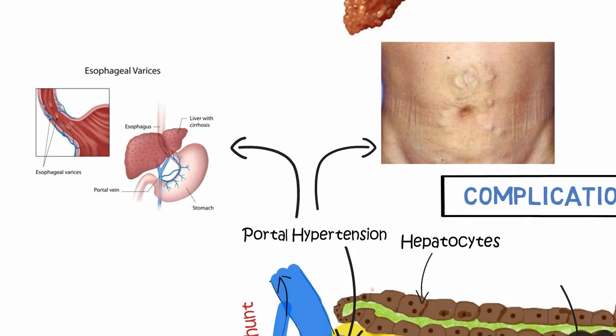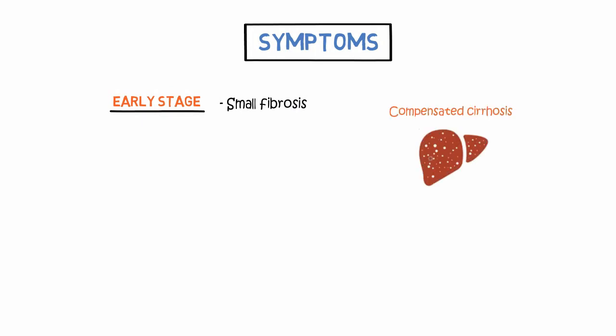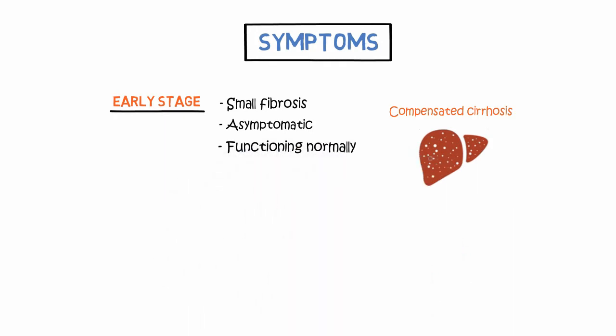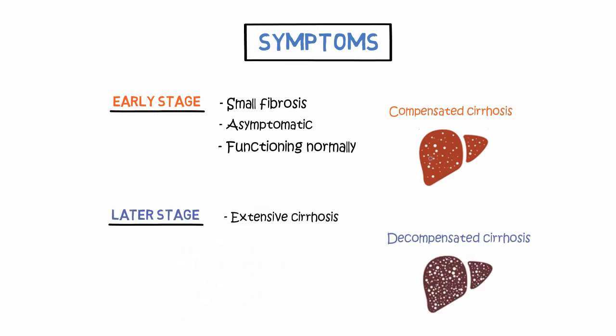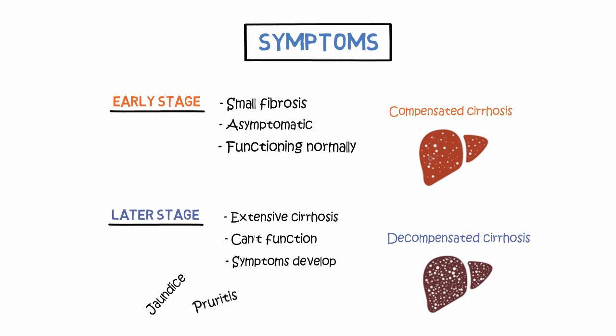So, now we will recap the general symptoms of cirrhosis. In the early stage, a small amount of fibrosis occurs. We call it compensated cirrhosis, as no systemic episodes are seen, and in this stage, the liver can do its job normally. But in the later stage, when extensive cirrhosis occurs, we call it decompensated cirrhosis, and it can't function normally. At this stage, a lot of the described symptoms develop, like jaundice, pruritus due to bilirubin deposition under the skin mucosa, ascites, hepatic encephalopathy, easy bruising, etc.